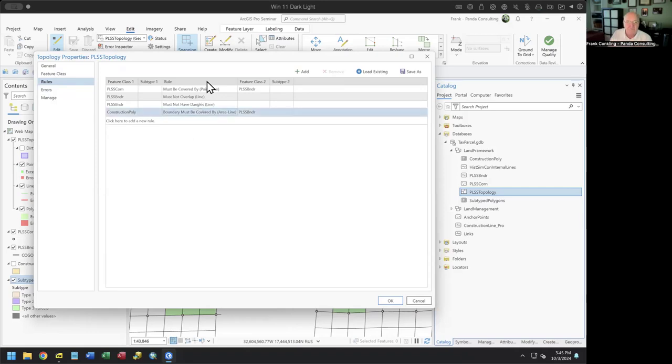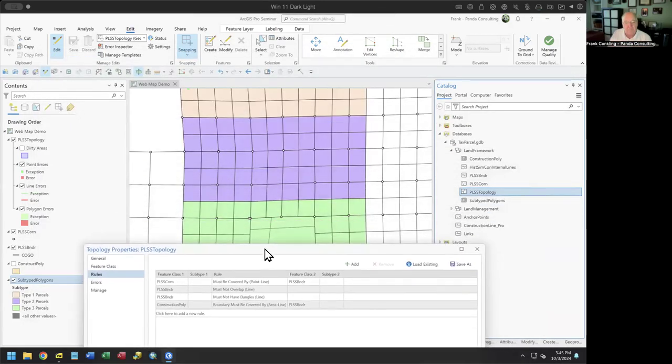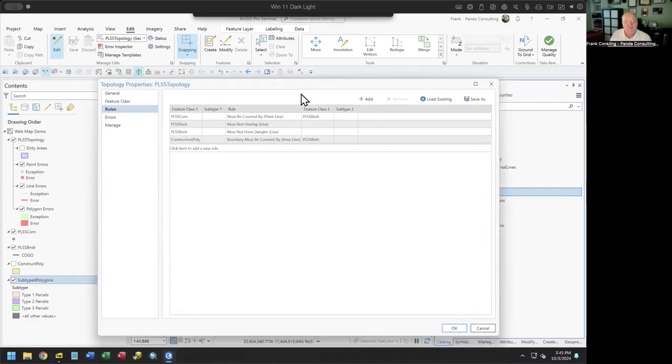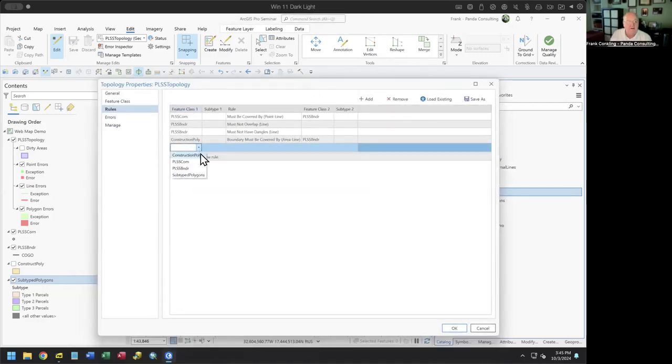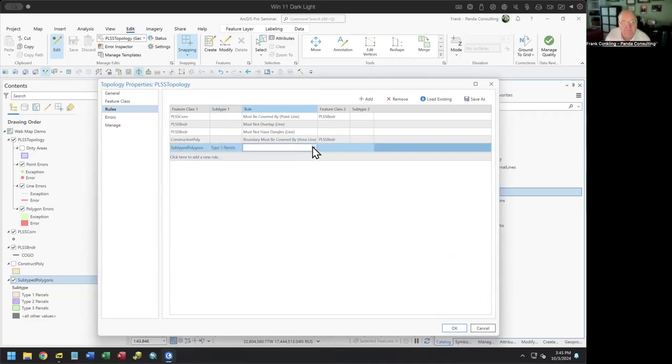Now let's start with a simple rule. I have type number 3 parcels, and I want to make sure that type number 3 parcels have, in fact, here's a subtype on here. What subtype? I want to say type number 3 are where the boundary is covered by lines of this type of line. All right, so now I can analyze whether or not type number 3 parcels are covered. And let me just show you it works.